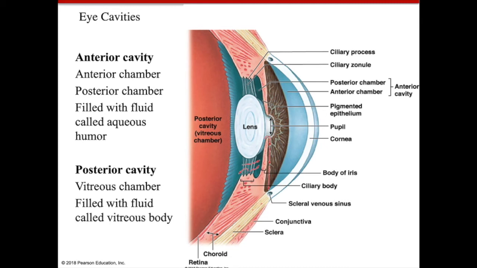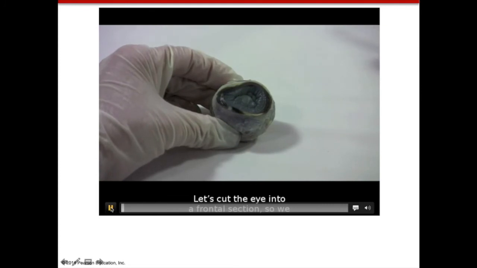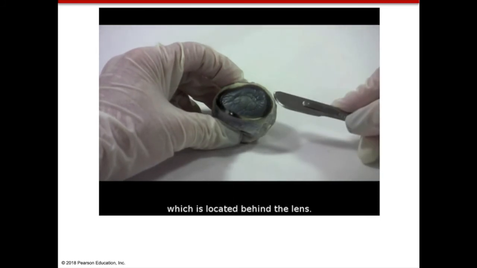glass. This video is a dissection of a sheep eye, and so note that it's not going to be as beautiful because the eyes have been preserved in a certain liquid, so they're not as beautiful as, let's say, fresh eyes. So let's see what it looks like. Let's cut the eye into a frontal section so we can look at the structures of the posterior segment, which is located behind the lens.